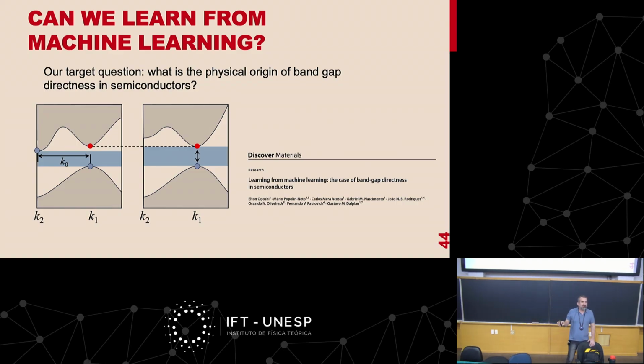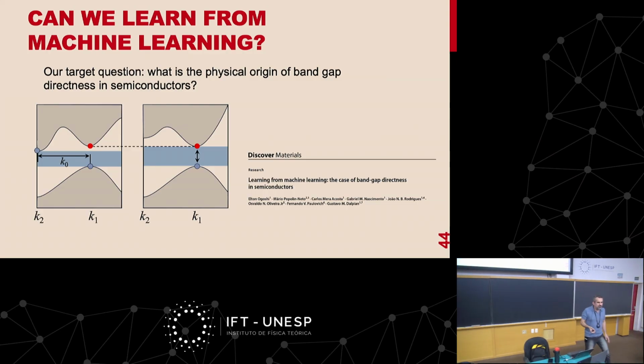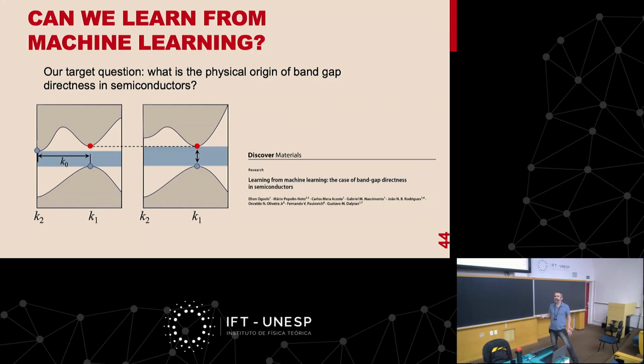It's in every textbook, but no one understands why some materials have direct band gap and others have indirect band gap, okay? Very, very basic property. And then we decided, let's try to learn this from data. So, okay, let's use statistics to try to learn this. And then we published this paper.